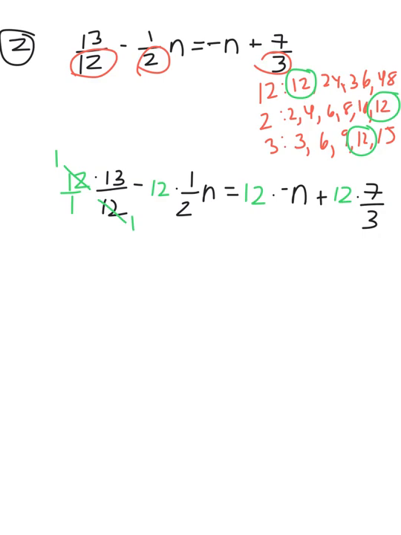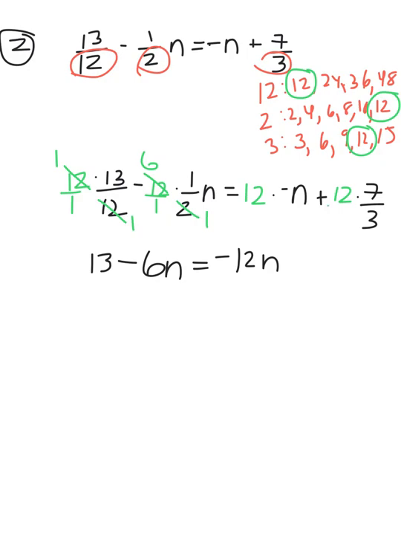So this is really 1 times 13, which is 13, minus 12 times 1/2. So they have a common factor if you look on the diagonals of 2. 12 divided by 2 is 6. 2 divided by 2 is 1. So 6 times 1 gives us 6n. 12 times negative n is negative 12n.